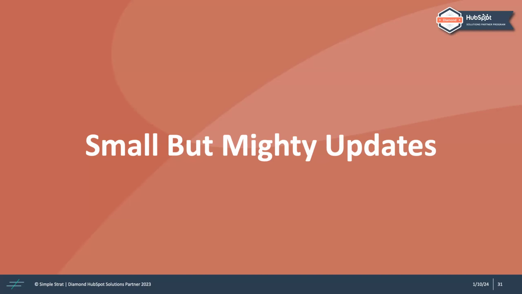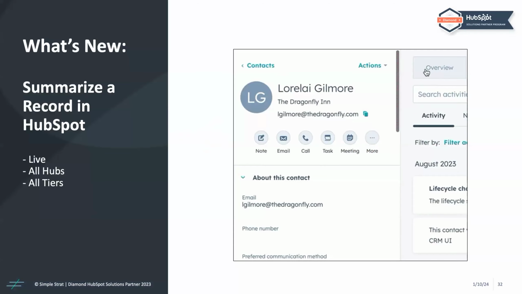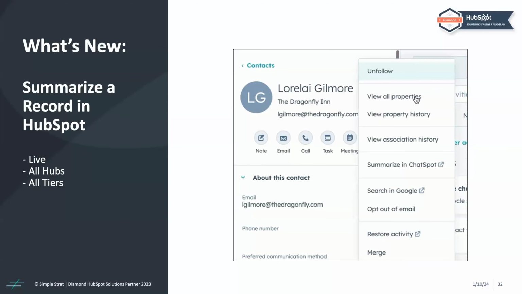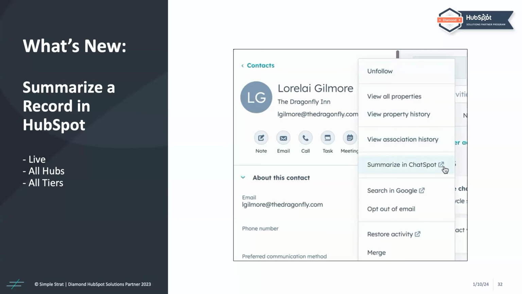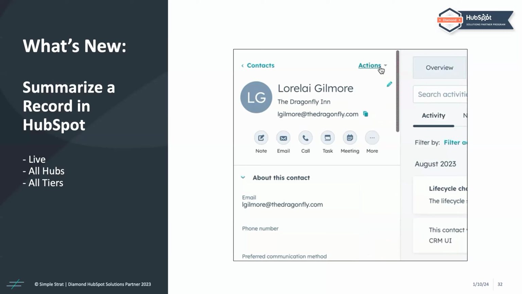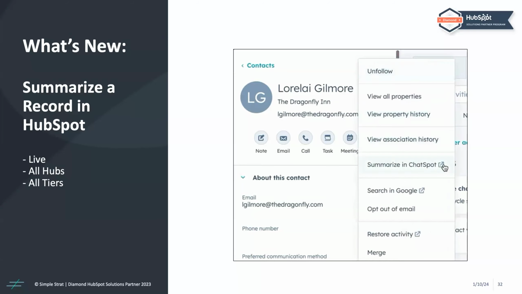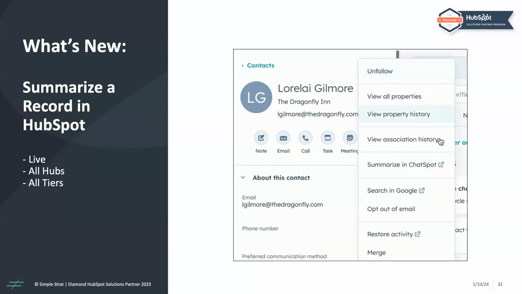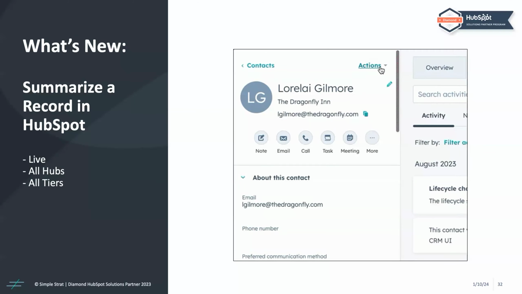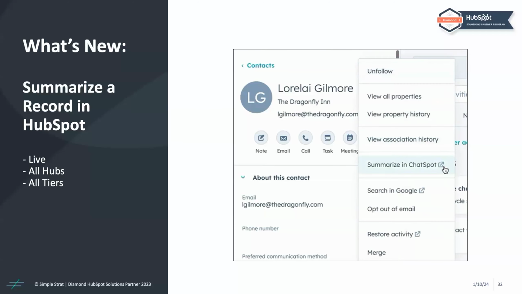All right, without further ado, we'll get into our small but mighty updates. So the first one is the ability to summarize a record in HubSpot via ChatSpot. So this is the start of seeing more ChatSpot actions available within our HubSpot portal. ChatSpot is HubSpot's AI tool. It lives kind of separate today. I think that will continue to be the case, but I think we'll see continued tighter and tighter integration here.